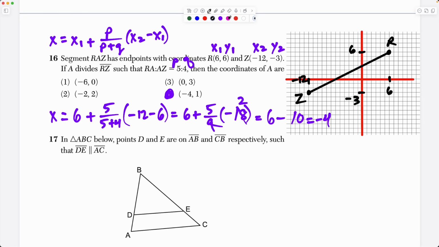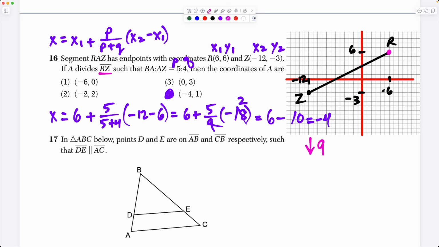But one thing for this is called directed line segments. If they're saying segment RZ, then I should go from R to Z like this. So I have to say, all right, what is my rise over run? So here, if I'm going from 6 to negative 3, that means I'm going down 9. I'm going down 1, 2, 3, 4, 5, 6, 7, 8, 9. And then I'm going to the left 12. Okay, I'm sorry, I'm going to the left 18.